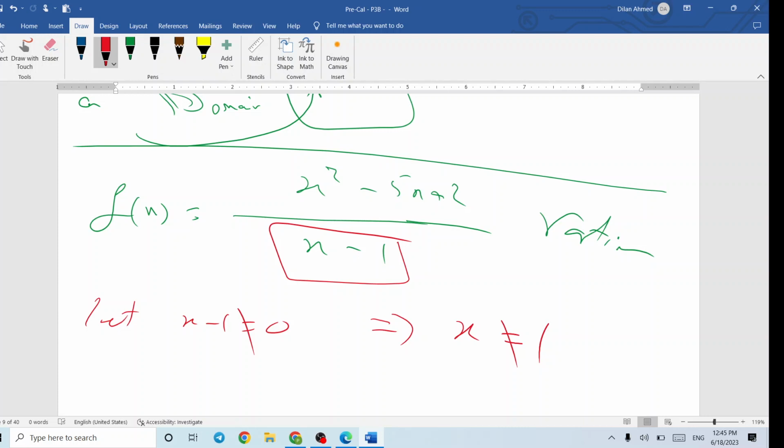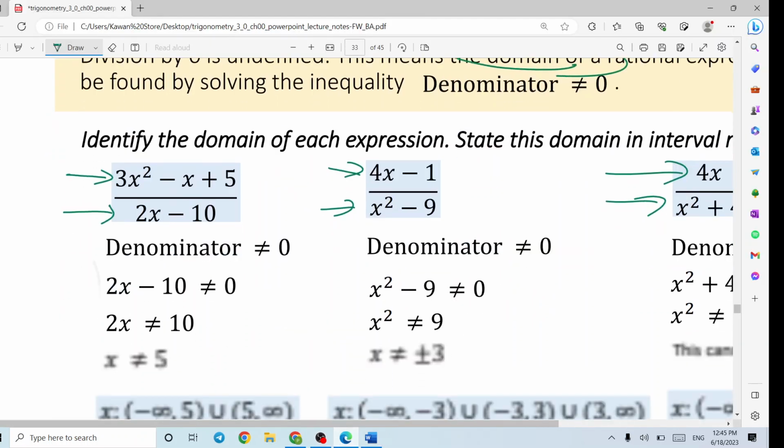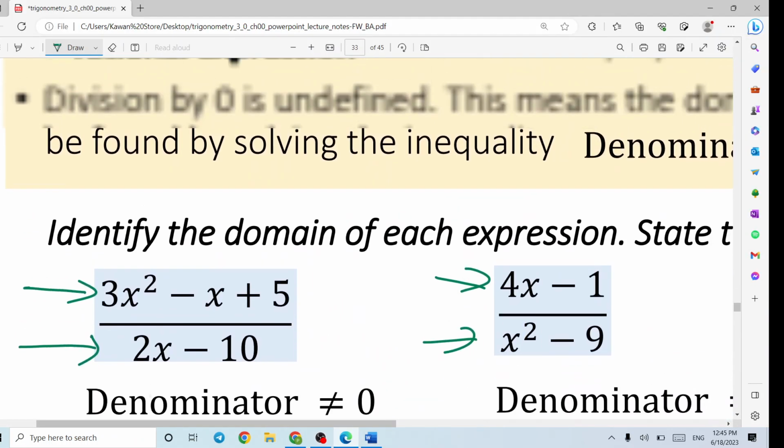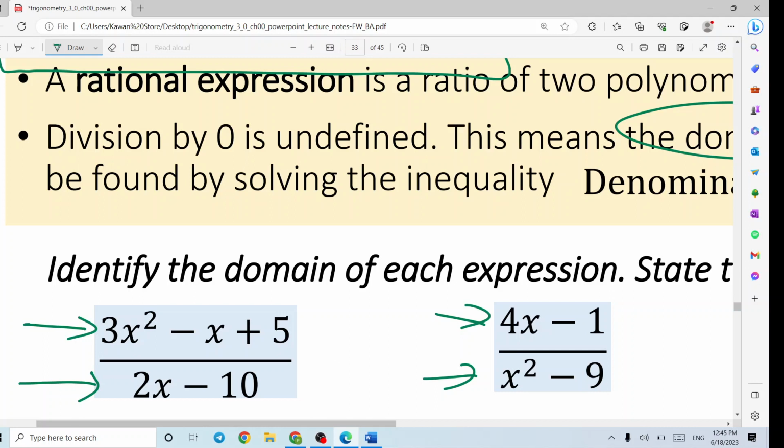This is the simplest one. Did you get that example, dears? So when I say the domain of the rational expression, it's equal to those numbers that do not make the denominator 0. So how about this example? Tell me. Yalla. 5. x not equal to 5.